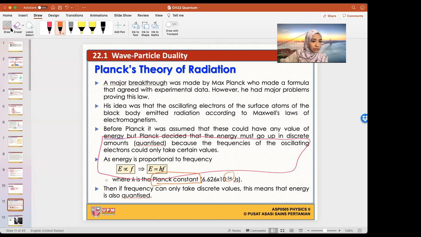Now let's do some dimension analysis. What does it mean by joules per second over here? So energy is in joules, right? We have our 6.626 times 10 to the minus 34. Frequency is in, what is the unit of frequency? Anyone?